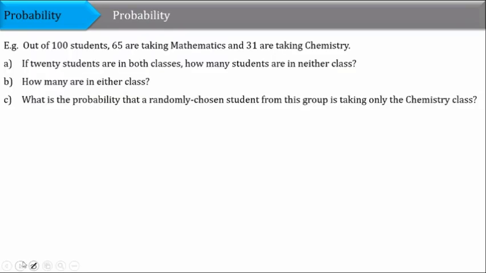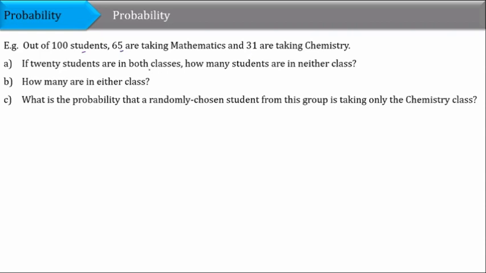Hi everyone, this is just a quick example on Venn diagrams and calculating the number of outcomes in events, and also calculating the probability of an event using some of our operations for events. Right, it says here that of 100 students, 65 take mathematics and 31 take chemistry.